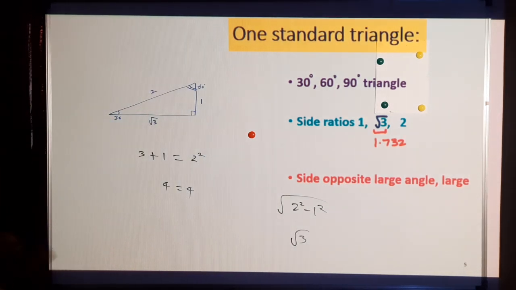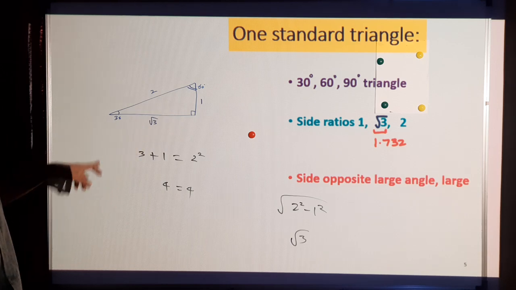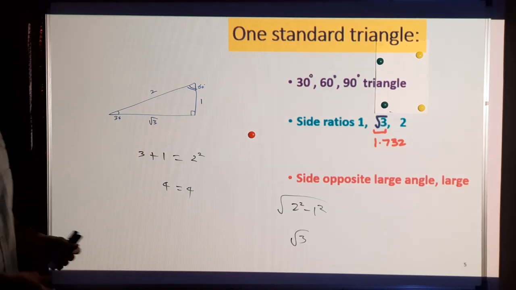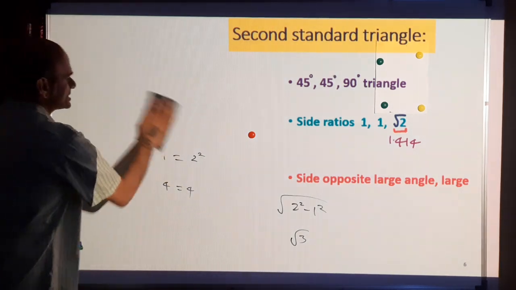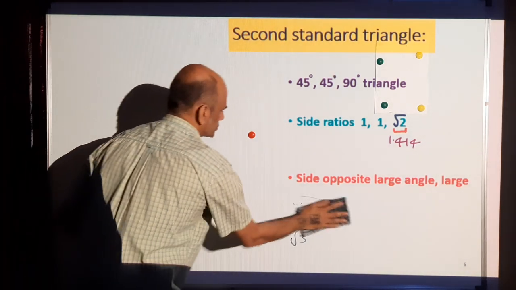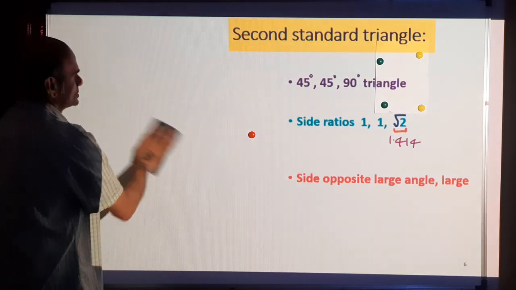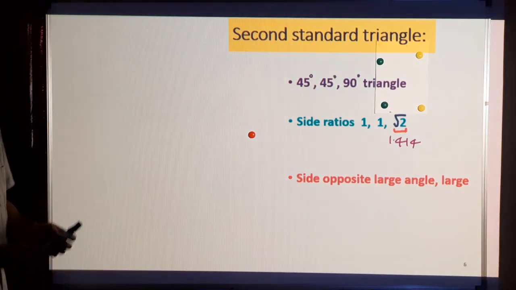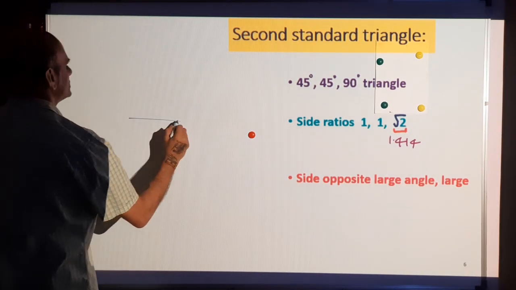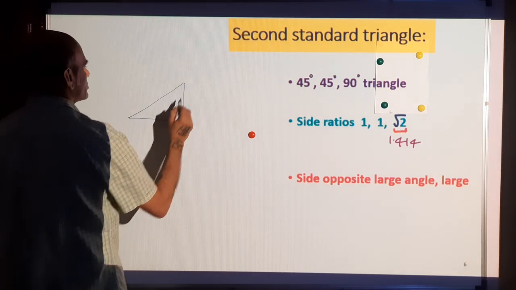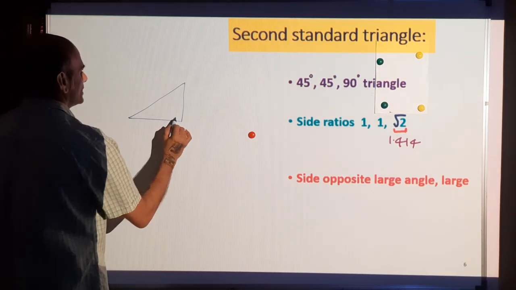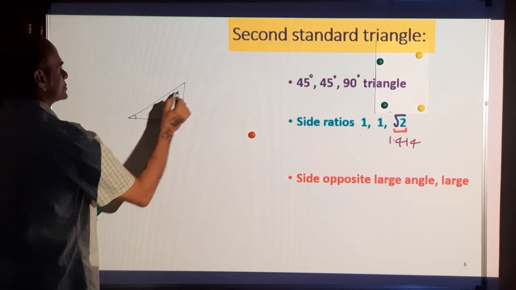So this is one standard triangle; you have to remember 1, 2, root 3 for angles 30, 60 and 90. Second standard triangle is 45, 45, 90. Two angles are the same, so the sides opposite those two should be equal. So this is an isosceles triangle, two sides equal, and the third side is the bigger side, which should be opposite the maximum angle 90 degrees. So this is 45, this is also 45.